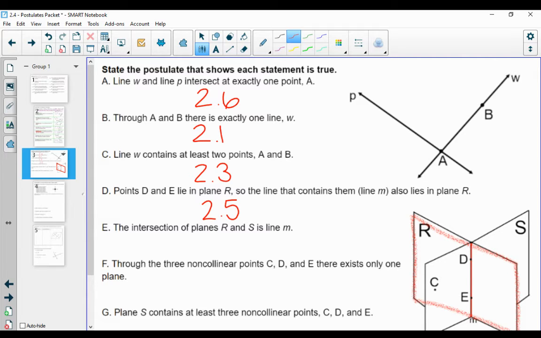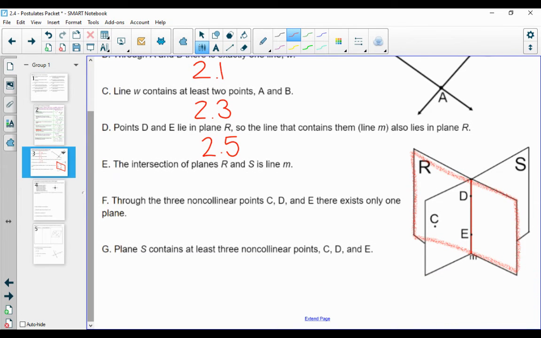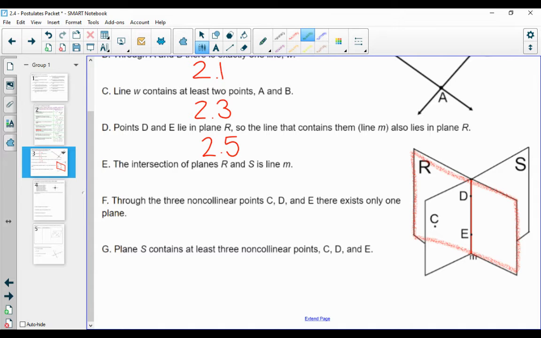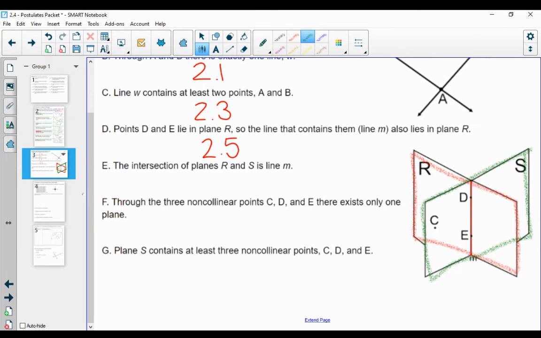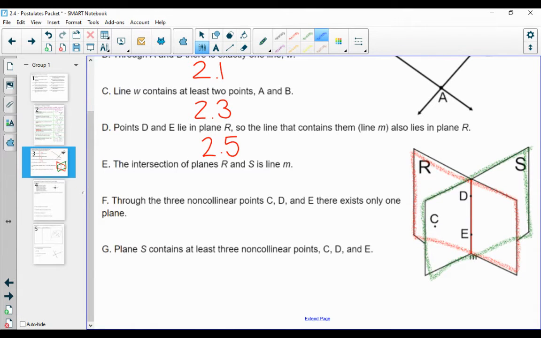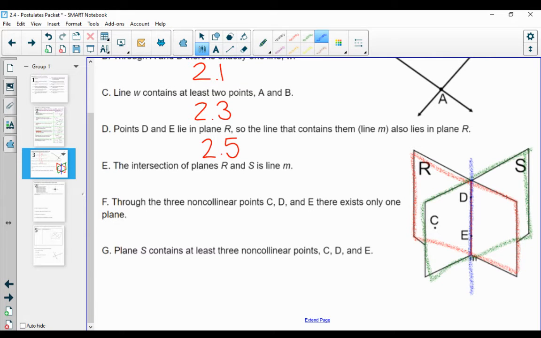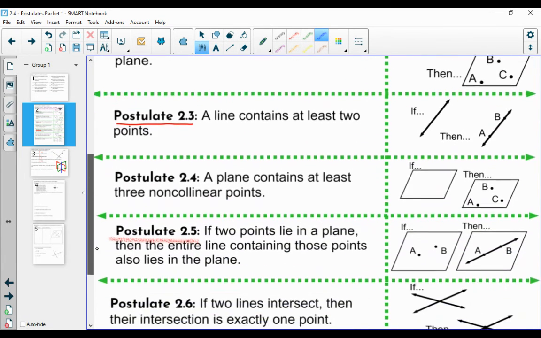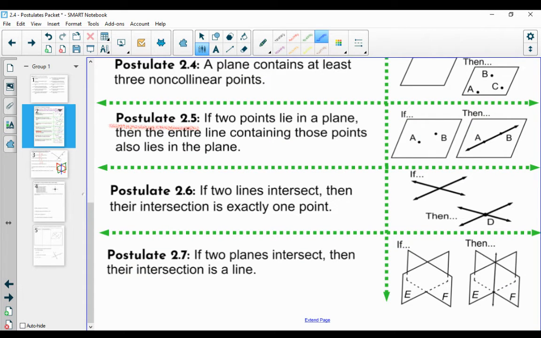The next one states that the intersection of planes R and S is line M. So again, in this picture, I've got that plane R. I've also got a second plane, plane S. The place where these two planes come together is this line, line M. All right, let's find ourselves a postulate that goes with that. I know that's the one way at the end. I remember that picture. If I've got two planes that intersect, then their intersection is a line. That's postulate 2.7.